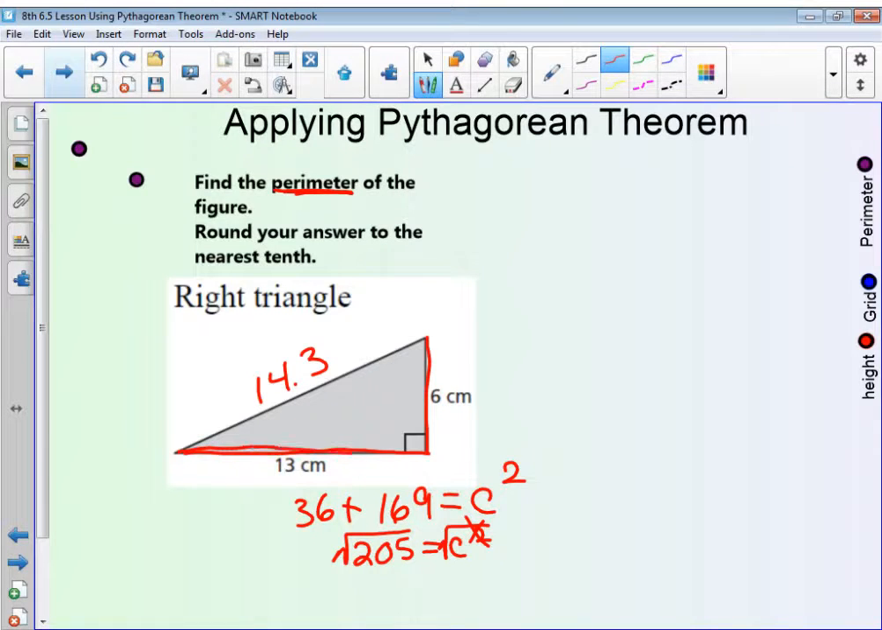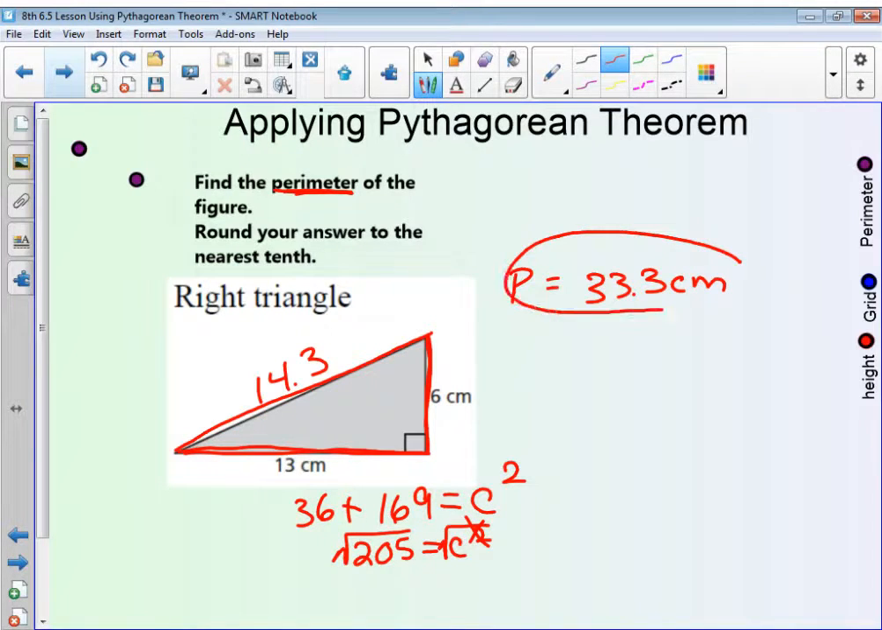So I've got 13 plus 6 plus 14.3. And I'm just going to go ahead and add those together. So 14.3 plus 6 is going to give me 20.3 plus 13 is going to give me 33.3. Units was centimeters. So that's my perimeter. Okay, so there's finding the perimeter using going through to find that missing side using Pythagorean theorem.